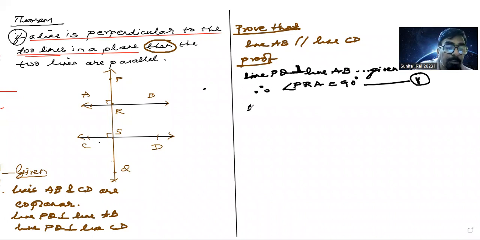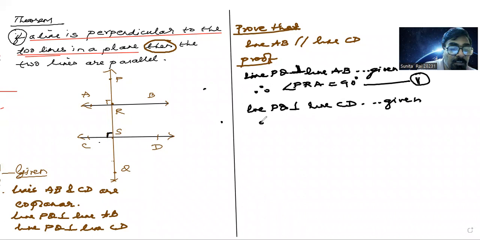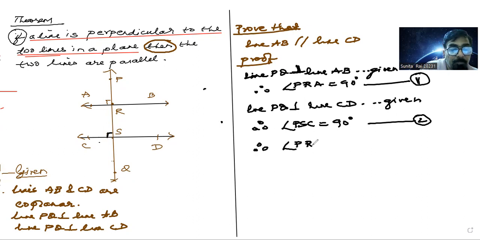In the same way, line PQ is perpendicular to line CD, children. This is also given to you. That means which angle is 90? When two lines are perpendicular, the angle formed at the point of intersection is 90. You can see this. Therefore, angle PSC is 90 degrees, children. Angle PSC is 90 degrees. Can I call it figure number 2, children? Now just have a look at the two angles. Therefore, angle PRA is congruent to angle PSC from 1 and 2.